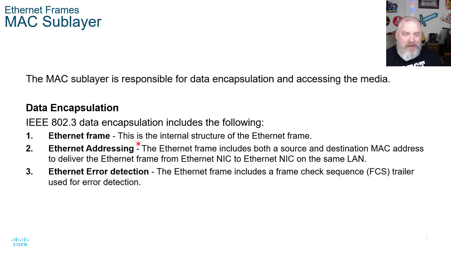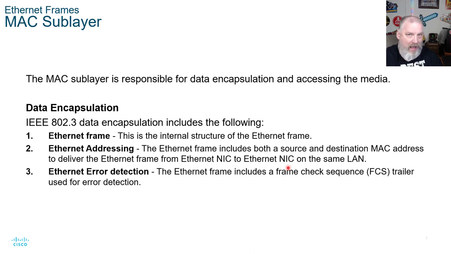The Ethernet frame is the internal structure of the frame. The addressing part of the frame includes both the source and destination MAC address. So you need to know where it's coming from and where it's going to. That is used to deliver the Ethernet frame from the Ethernet NIC to the Ethernet NIC on the same LAN. That's important to remember. You need to know that.